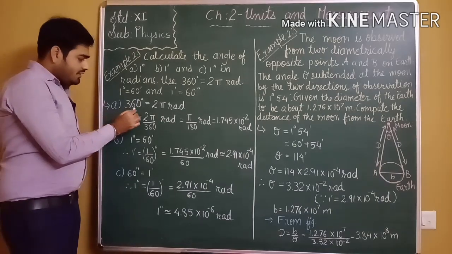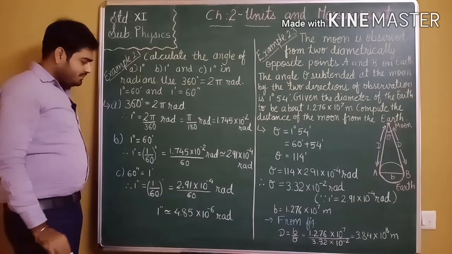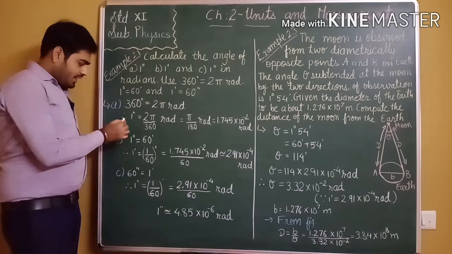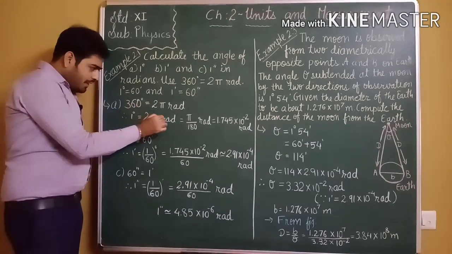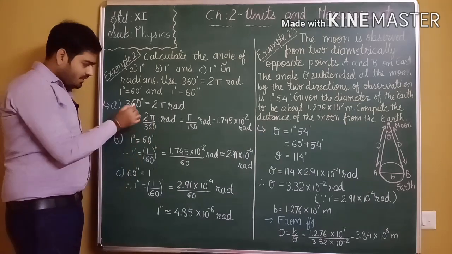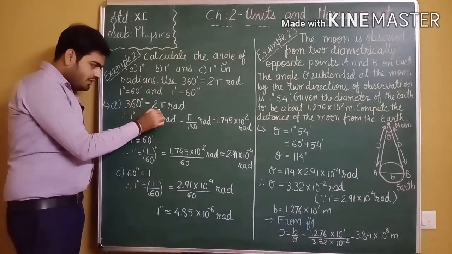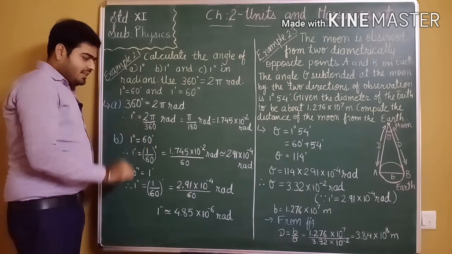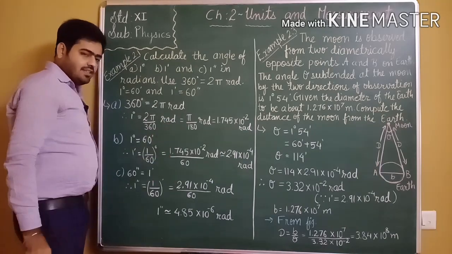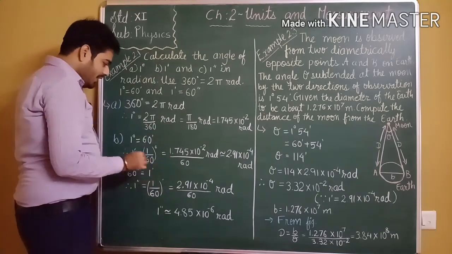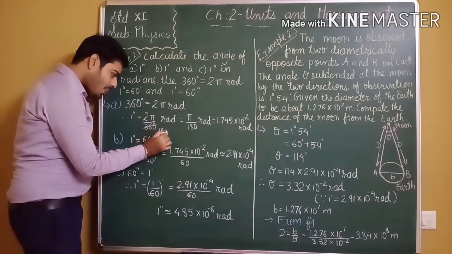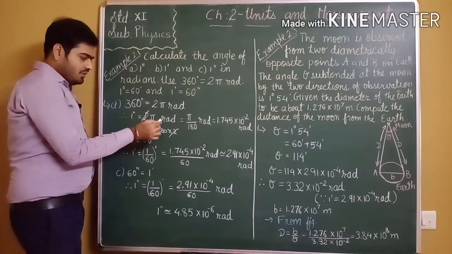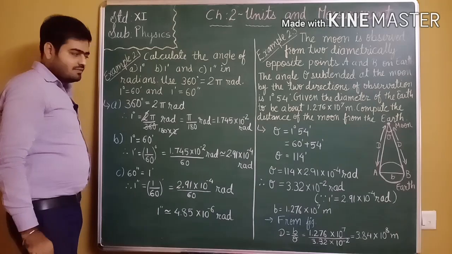First, 360 degree is equal to 2 pi radian, given to us. So 360 degree is equal to 2 pi radian, then 1 degree is equal to what? Therefore 1 degree is equal to 2 pi upon 360 radian. 2 into 180 is 360, so 2 will get cancelled. So instead of this we can write pi by 180 radian.